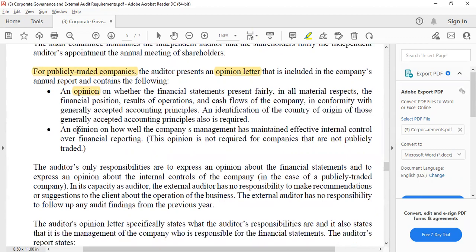Another opinion is an opinion on how well the company's management has maintained effective internal control over financial reporting. So here, the second opinion is on the effectivity of the internal controls. Take note that this opinion is not required for companies that are not publicly traded. So if the corporation is not publicly traded, the only opinion required from the auditor is the first one, the opinion on whether the financial statements are presented fairly.